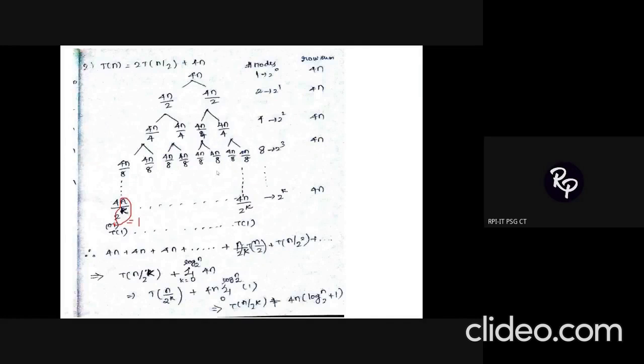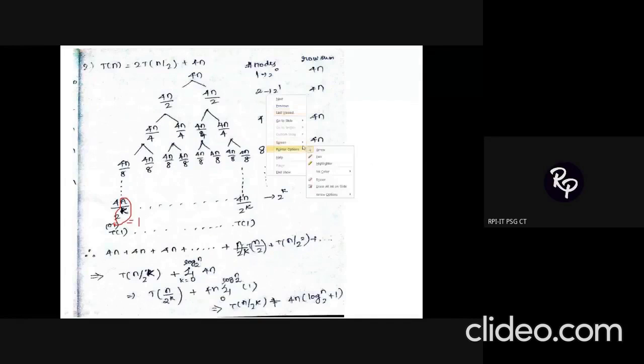So once you have done this tree construction, the next thing is you need to calculate the number of nodes in each level. So in the first level, the number of nodes is equal to 1. So only one value is there. In the second level, I have 2 times 4n by 2. So number of nodes is equal to 2. So next time it is 4 and next time it is 8.